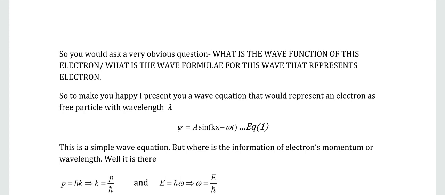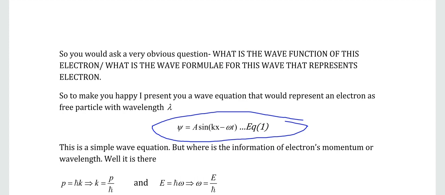Yes, very difficult. And so let me make you happy. How do I make you happy? I make you happy by saying that, okay, you want to imagine a wave function for a moving electron with a momentum p. Let us take the wave function as psi equals A sin(kx minus omega t). Now you would say, hey, wait, you are fooling me. How? Because this is a wave function that I read in my +2, and how is this related to the momentum or energy of the electron?